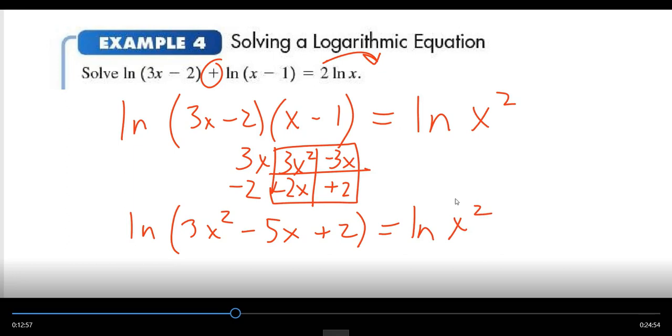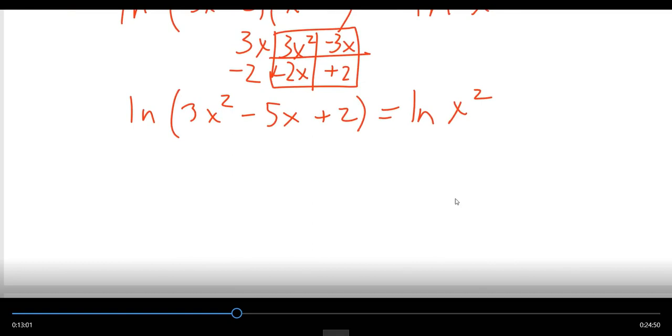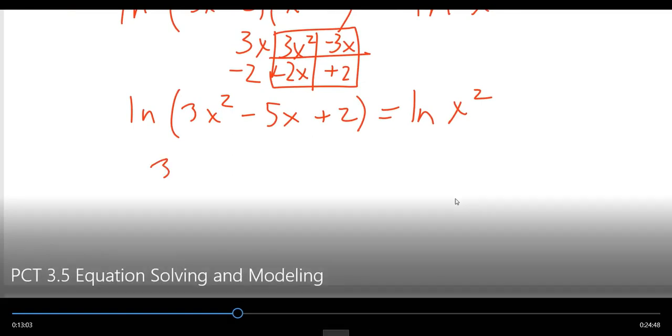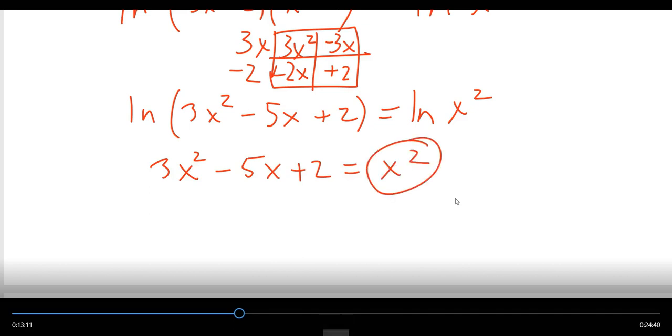Now, if the bases of the logarithms are the same on both sides, then the arguments have to be equal. Did you catch that? If the left side equals the right side and the bases are the same, the arguments have to be identical. So we know that 3x squared minus 5x plus 2 is equal to x squared. Of course, we'll move this to the other side, giving us 2x squared minus 5x plus 2 equals 0.